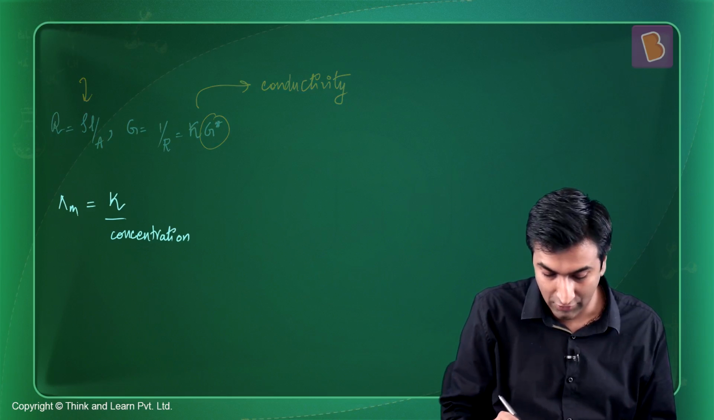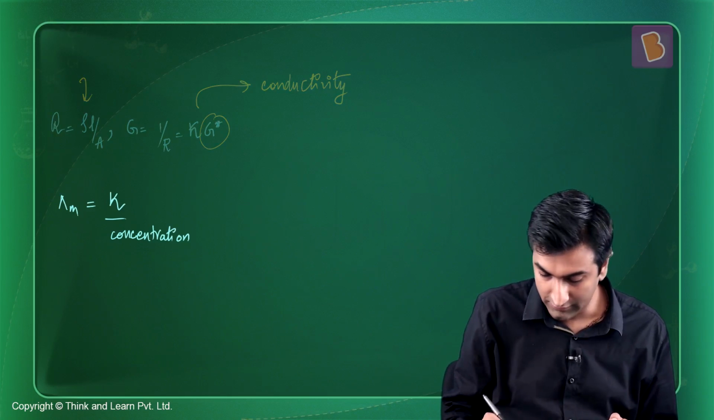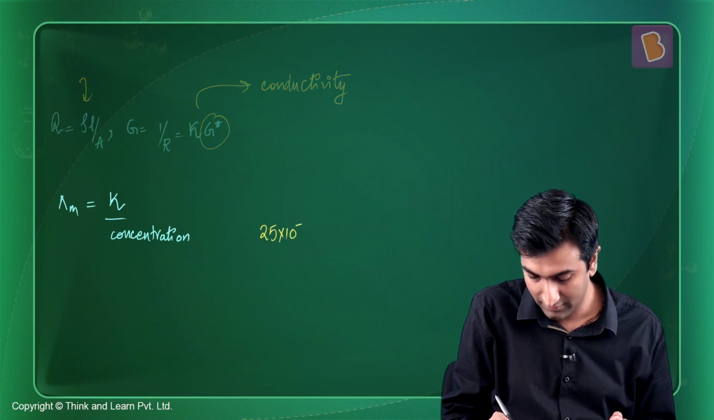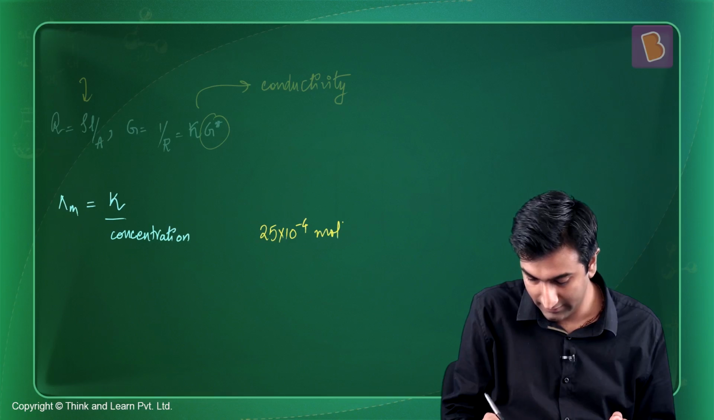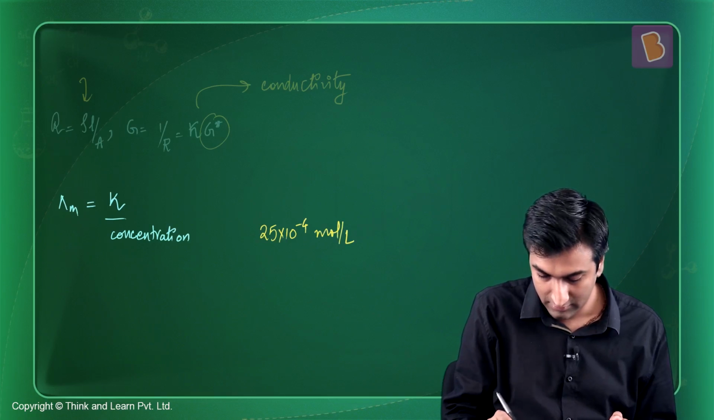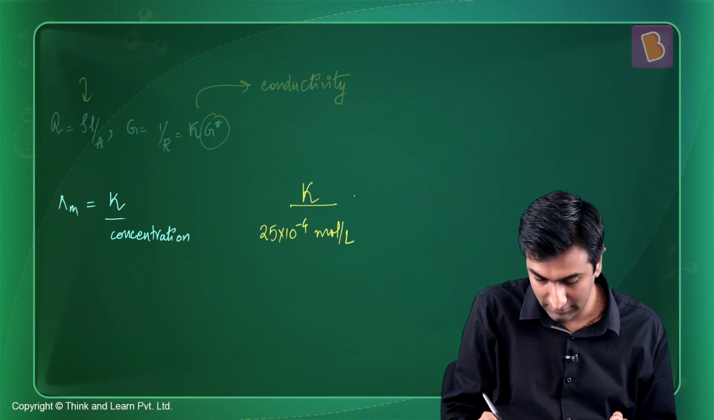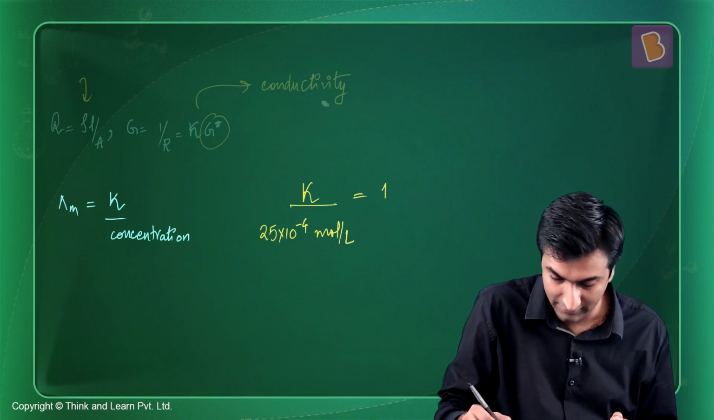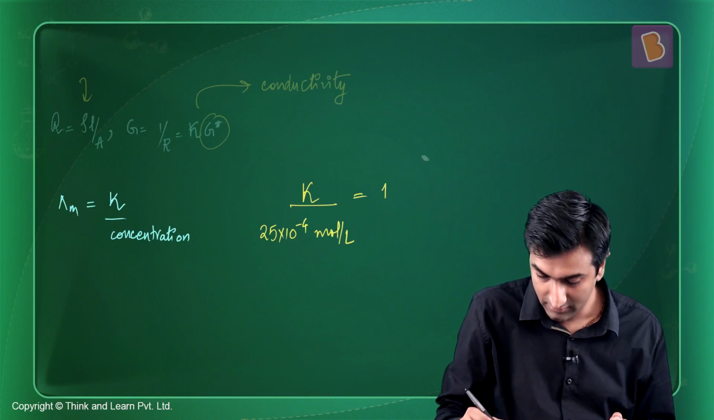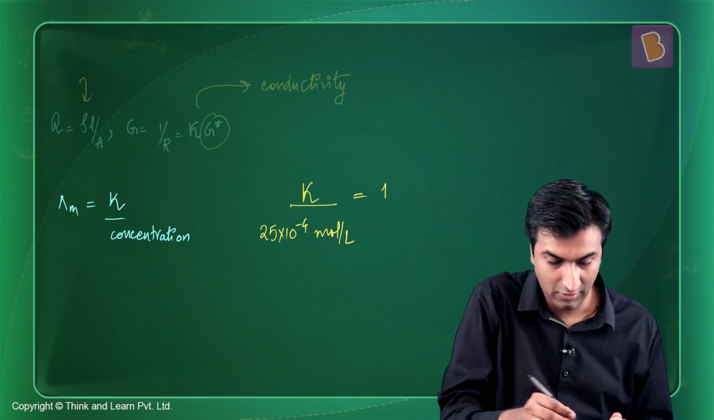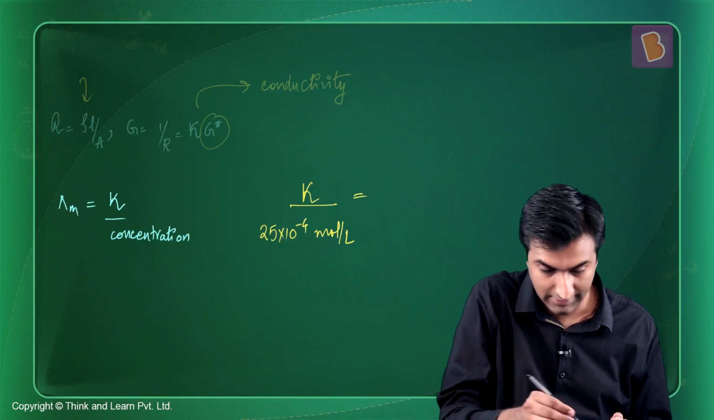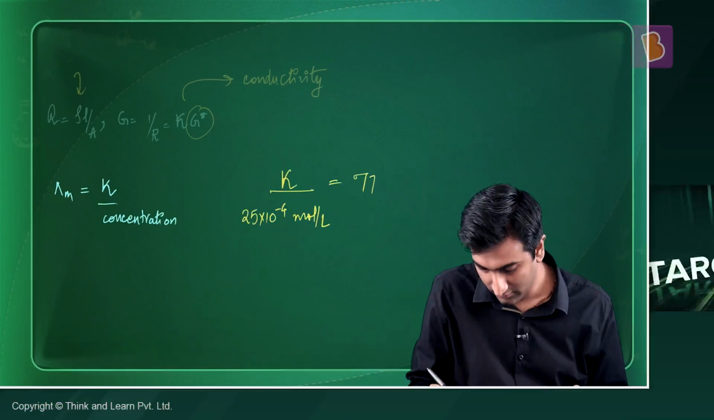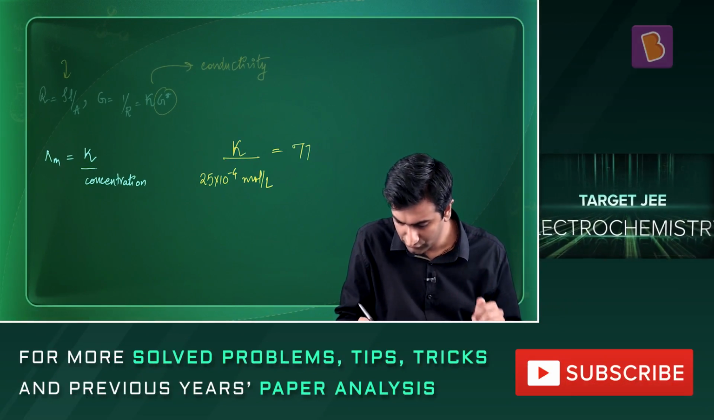So lambda m is kappa by concentration. What is the concentration here? Again, 25 into 10 power minus 4 molar, mole per liter. So kappa should be equal to, what is this lambda value we just got here? Oh, not 127. We just calculated this. This is simply 77 is what we got. Hold on, let me just work that out. Yes, this is 77. Again, units, slowly.